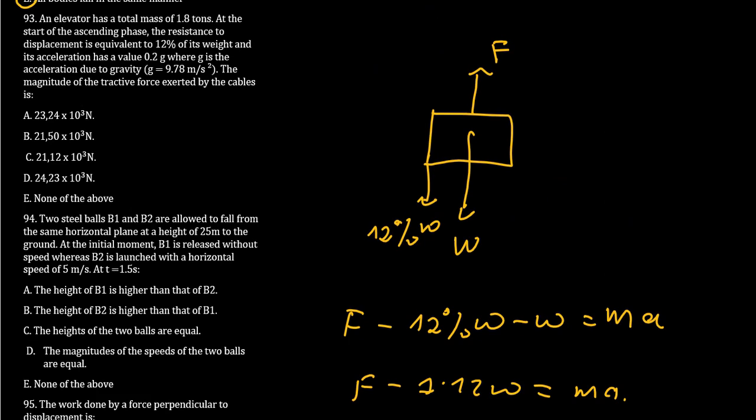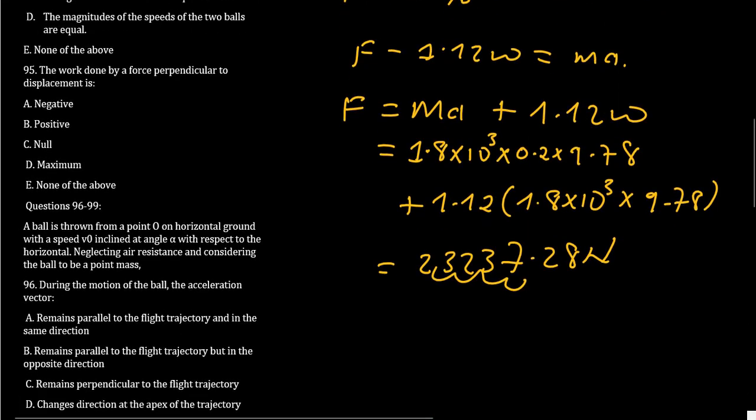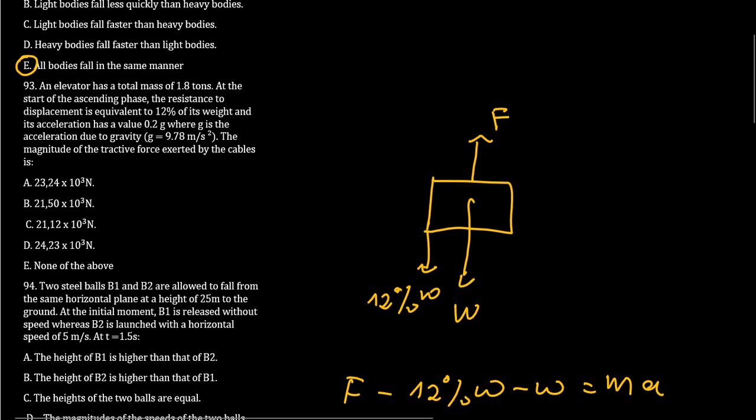2.324. So this was not well reported. 2.324 times 10 to the 4, yes, it's okay, so it was well reported. So the correct option is A.